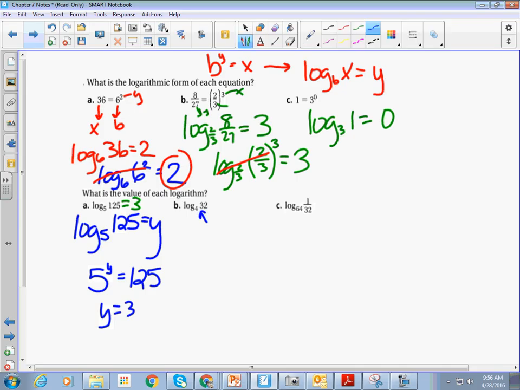Let's apply the same thing here. We are going to have log base 4 of 32 is going to be equal to what? Let's shuffle it around. Our base is 4, our exponent is y, and our answer is 32. Problem is, 4 times 4 is 16, and 16 times 4 is 64. There is no power of 4 that's going to give us 32.